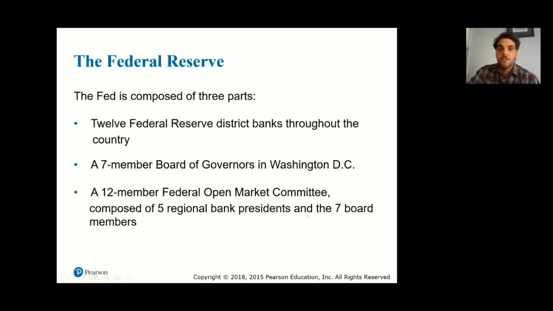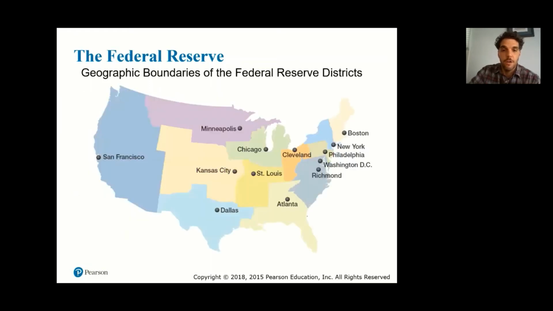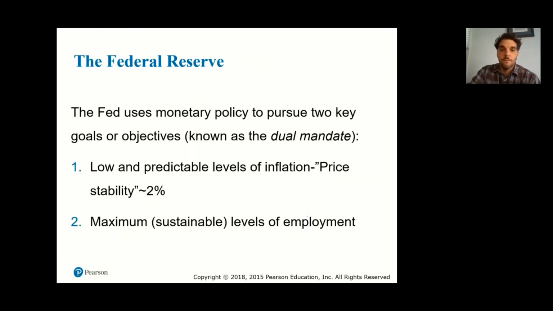Additionally, there's the Board of Governors, and between the 7 members of the Board of Governors and the 5 bank presidents, that makes up the Federal Open Market Committee. The goals of the Fed are based on what's called the dual mandate.